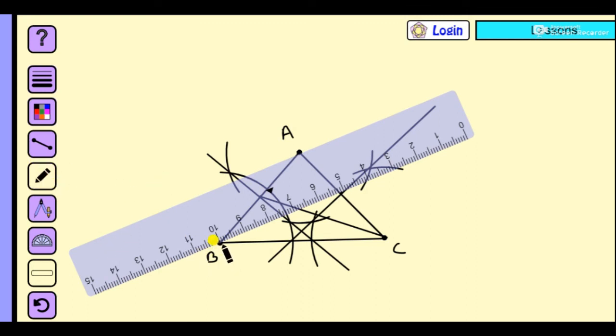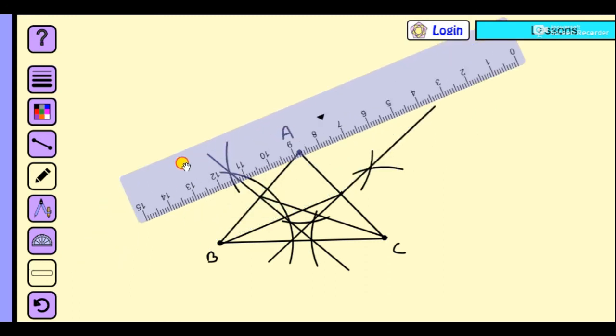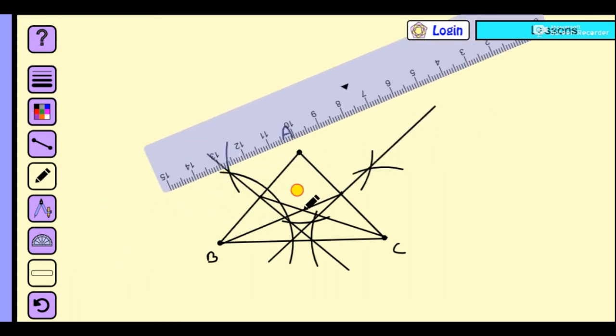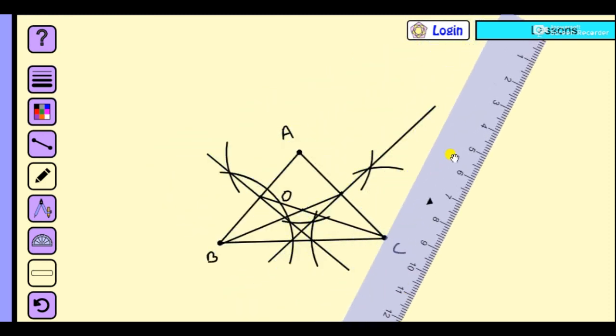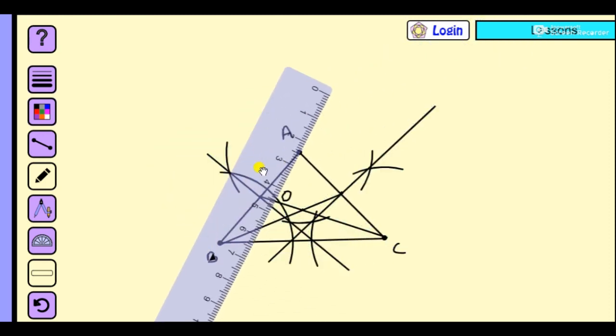Take a pencil and draw this line. It is the second median, and you can draw the third median from this point. They intersect at this point O, and that is called the centroid of the triangle. So first, now you can see here.